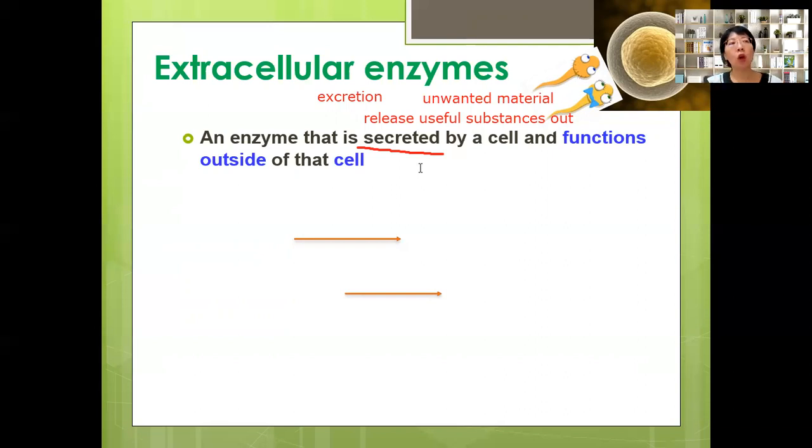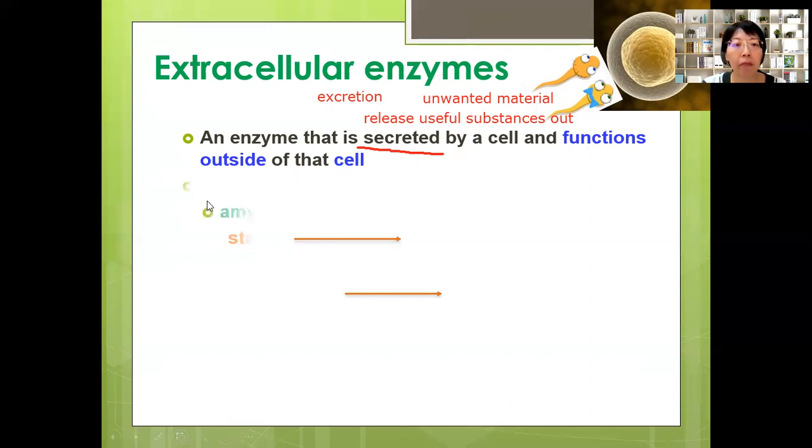Okay. But now if you release enzyme out of the cell because you want to use the enzyme to digest things, or you release hormone because you want to regulate homeostasis, or you release antibody because you want to fight the bacteria, all this release of useful chemicals is called secretion. Okay, all right. So this is the difference between the terms secretion and excretion. You need to pay attention to the word that's being used for different processes. Okay. So enzyme that is secreted by a cell functions outside the cell.